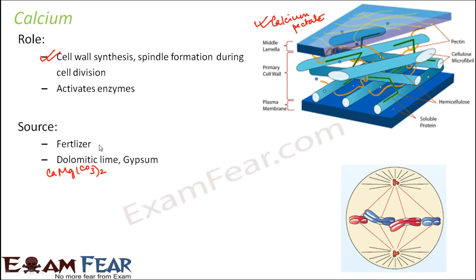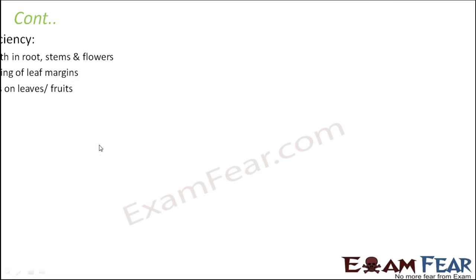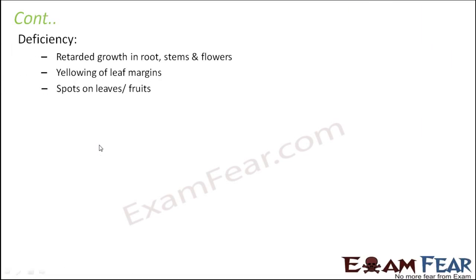You would have heard of plastering the walls of your house and all. So that plaster contains gypsum, and gypsum has calcium. So that means gypsum is also a source of calcium. What would happen if the plant is deficient of calcium? Retarded growth in roots, stems and flowers, yellowing of leaf margins, spots on leaves and fruits.